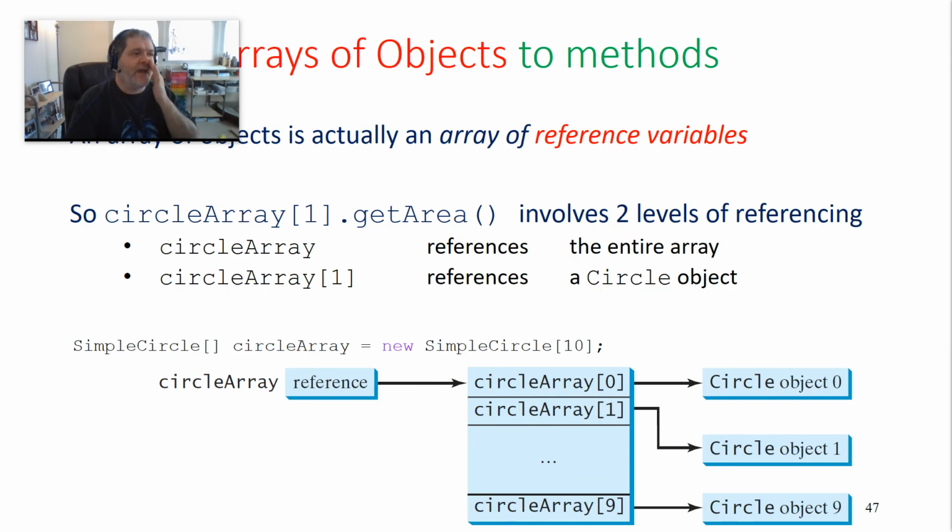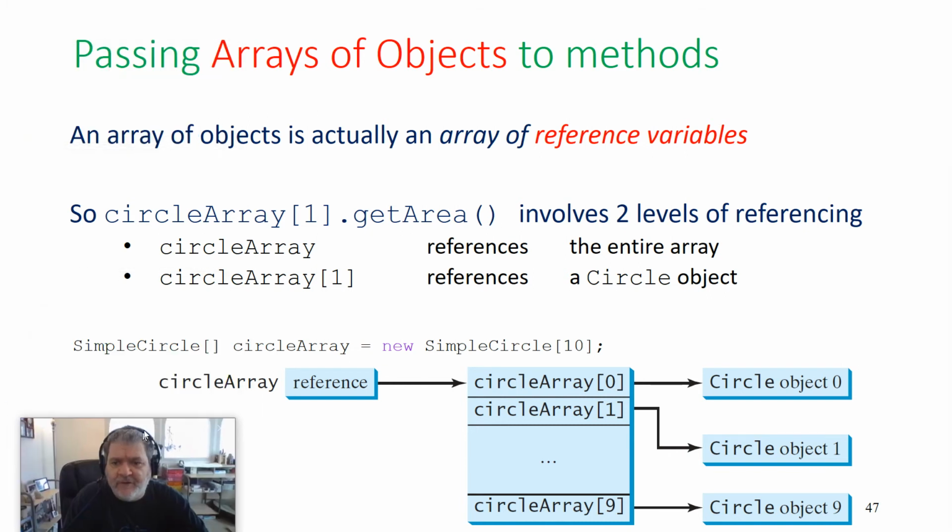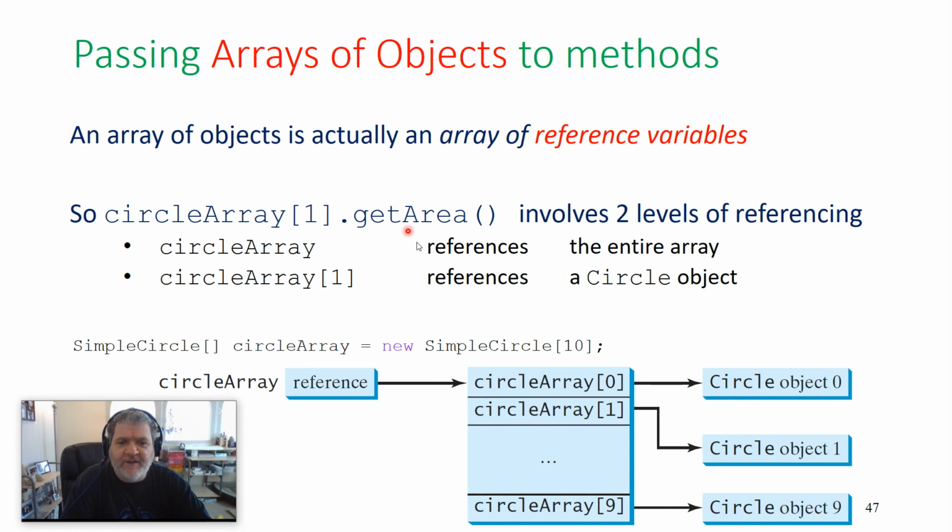Well, one way to look at it is to say I have two levels of referencing now. Two levels of referencing means that if I have a reference variable circle array, it contains a reference to an object of class array of simple circle. What does that mean? That means this is an object of class array of something. So here's my object that is my array.